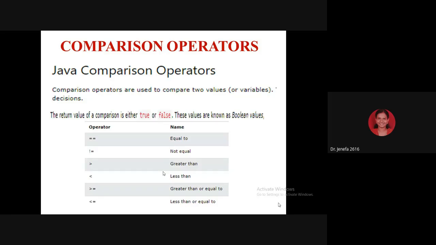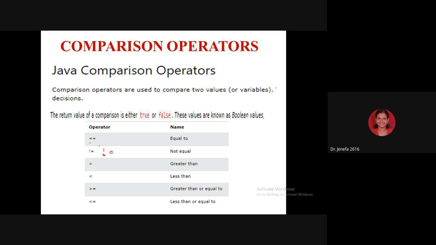Always, the return value of a comparison operator will be either true or false. If you are returning true or false, or else 0 or 1, these values are called boolean values. These are the operators that we can use as comparison operators. The first one is double equal to, simply we say equal to, and then not equal to, which is an exclamation mark followed by the equal to symbol.